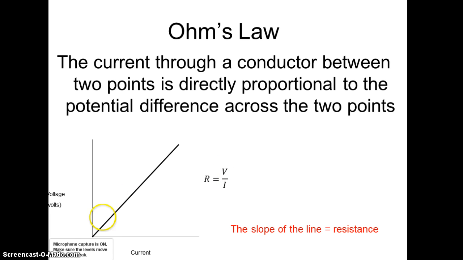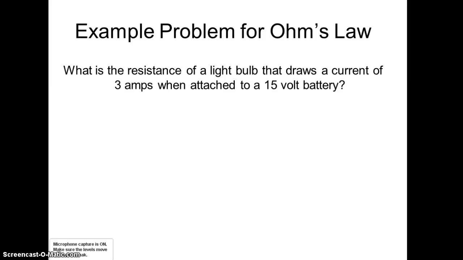So this is what a graph would look like. The resistance is constant, which means these two are directly proportional. Some other ways you can look at this: current equals voltage over resistance. Voltage equals current times resistance. Those are 3 forms of the equation that you will need to use. Here's an example asking you for the resistance. Current is 3, voltage is 15. Work that out. We'll talk about that in class.